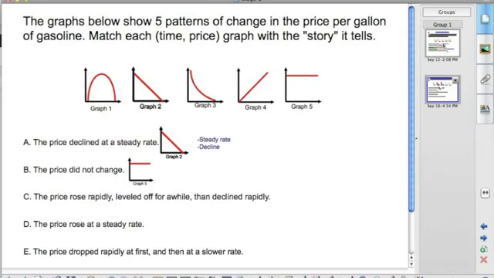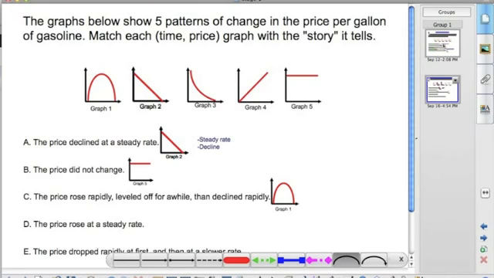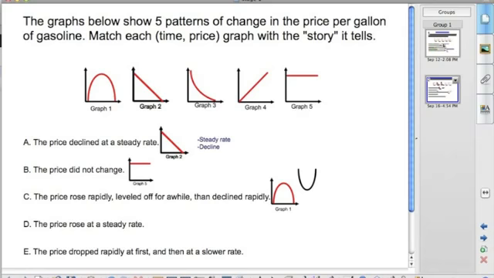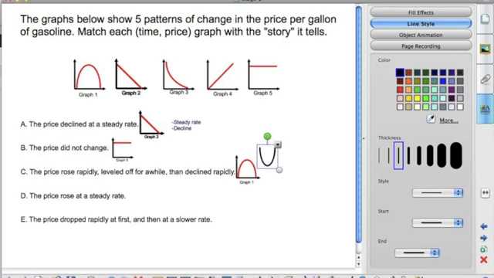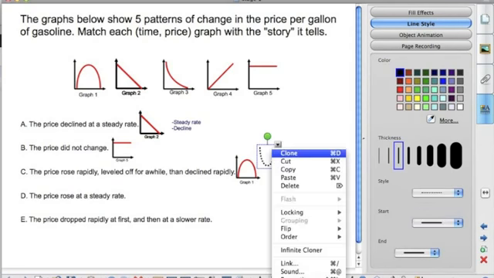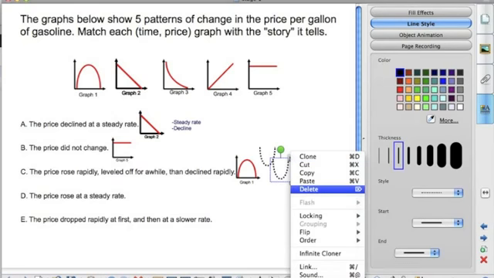Letter C says the price rose rapidly, leveled off for a while, and then declined rapidly. If you look at the shape of the graphs, there's only one graph that rises in price and then declines, and that would be graph 1. Now, a tricky situation might be if you saw a graph decline rapidly first and then incline. Now, it would be up to you to recognize the difference between the inclining first and the declining first.